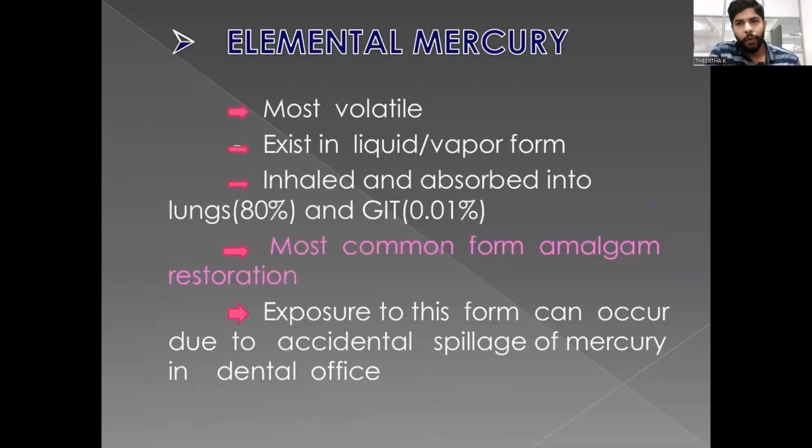Elemental mercury is the most volatile type of mercury. It exists in liquid or vapor form. It can be inhaled and absorbed into the lungs and GI. It is the most common form in amalgam restoration. Exposure to this type of mercury can occur due to accidental spillage of mercury in the dental office.